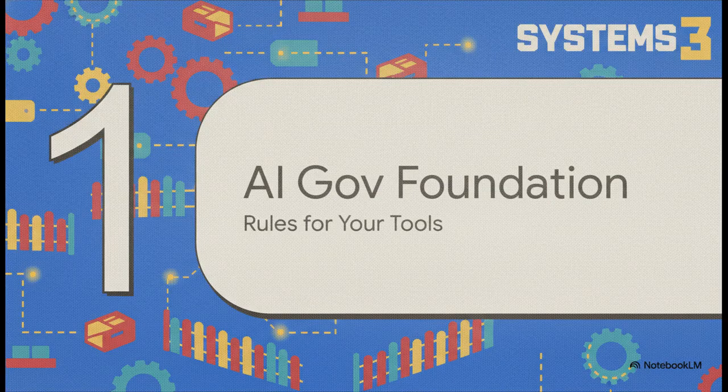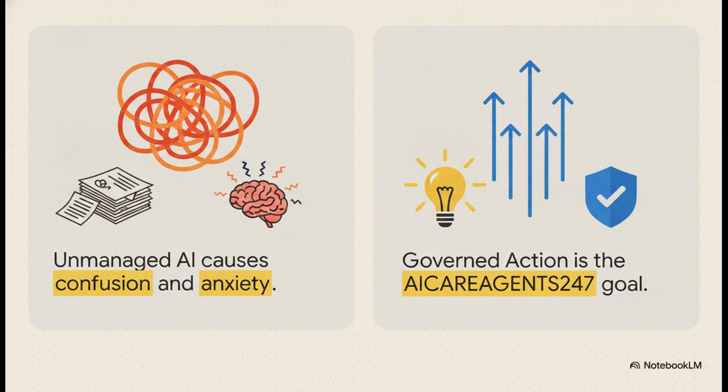Section 1. The AI Governance Foundation. Establishing rules for your tools. Now that you know what tools you have and how risky they are, you need rules to manage them. You've done the hard work of taking inventory, but an inventory without rules is literally just a list.